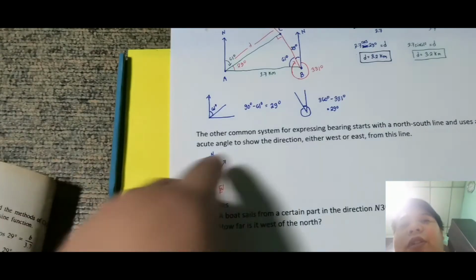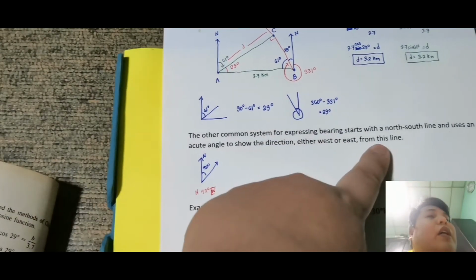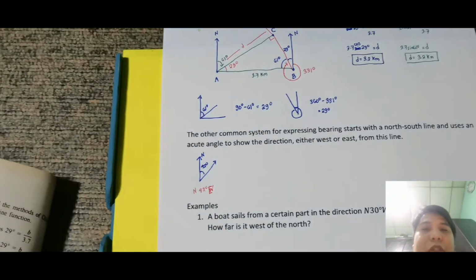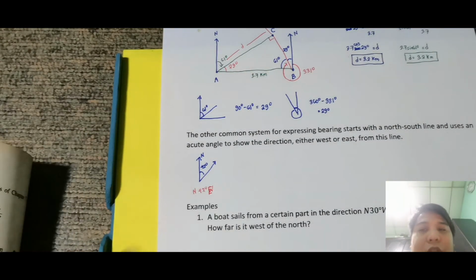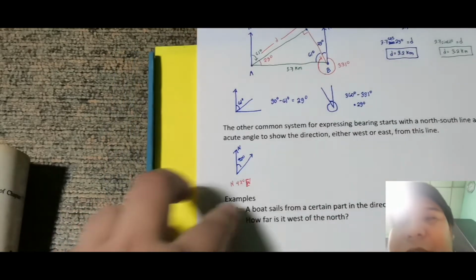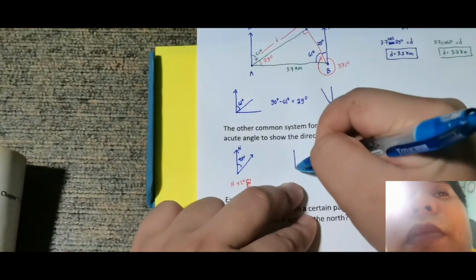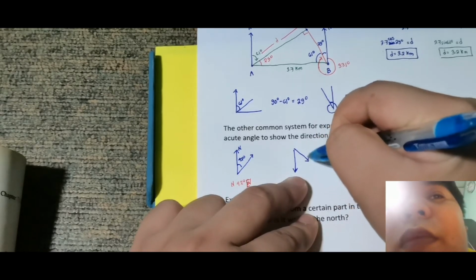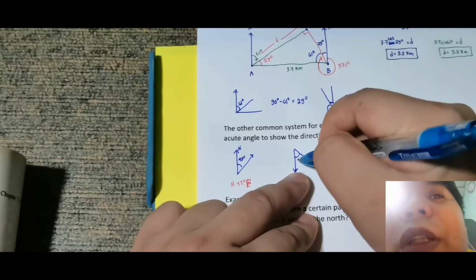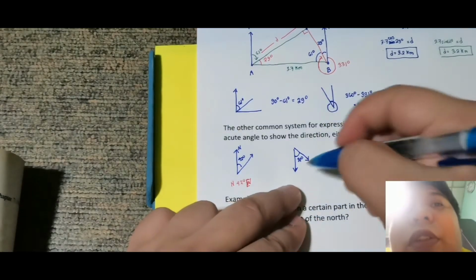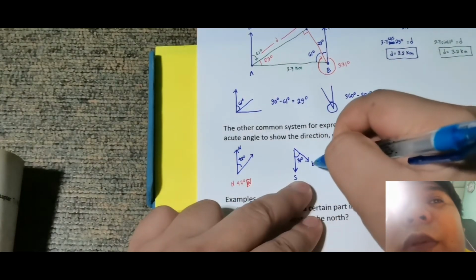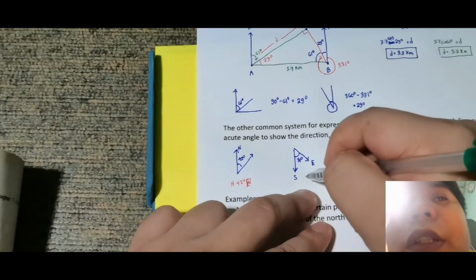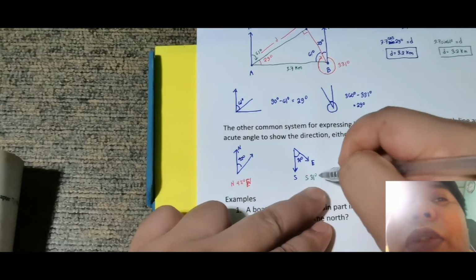So, sabi the other common system for expressing bearing starts with a north-south line and uses acute angle. So, meaning acute angle yung gagamitin. Tapos, saka natin papangalanan. So, another thing, paano pag south? Sir, paano pag south? For example, ito yung south. Tapos dito, for example, that is 31 degrees, assuming lang. So, ito yung south, ito yung east. So, pag niname natin yan, that is south, 31 degrees, due east.